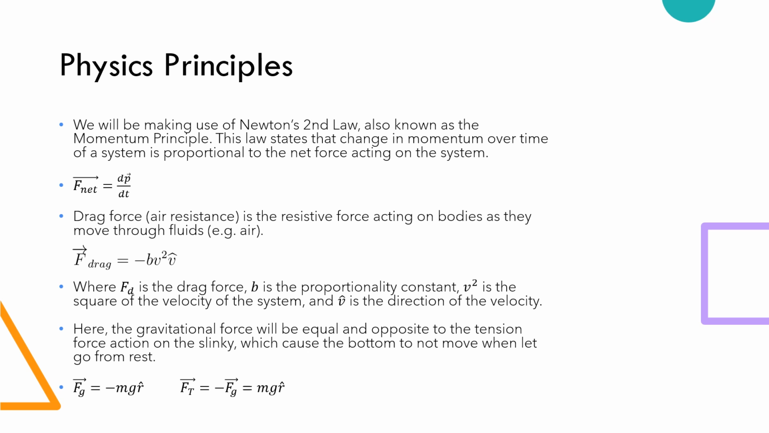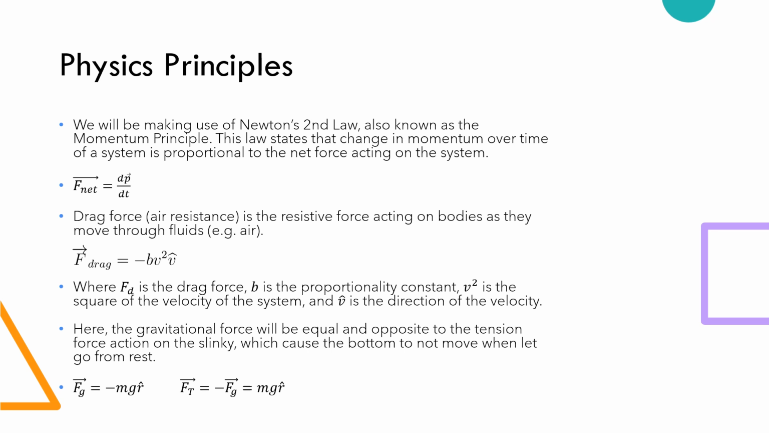Drag force, air resistance, is the resistive force acting on bodies as they move through fluids, e.g. air. This is one of the forces we'll also be making use of in this investigation, where F drag is equal to minus b v squared v hat, where F drag is the drag force, b is the proportionality constant, v squared is the square of the velocity of the system, and v hat is the direction of the velocity.